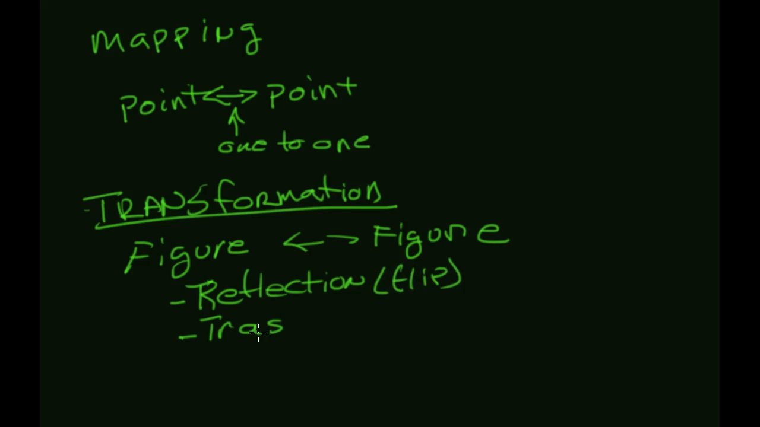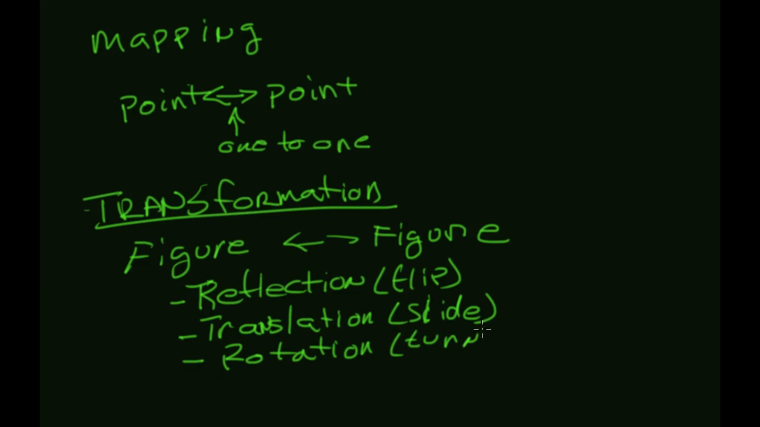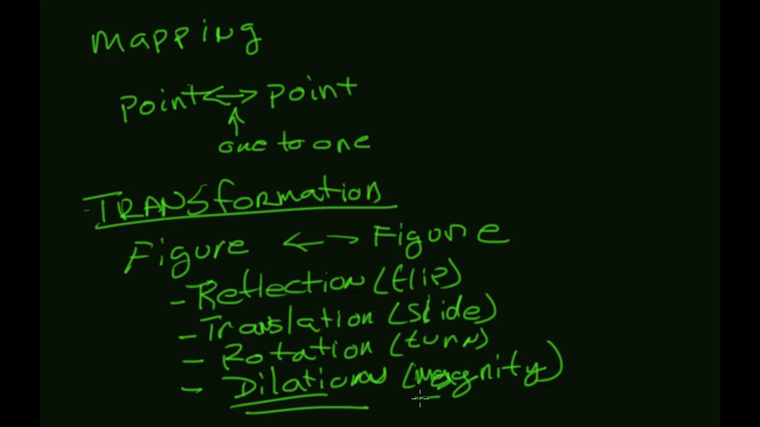A flip, a translation, that one is a slide, a rotation, which is a turn, and ultimately a dilation, which we're not going to see in this unit but will see in a later unit, which is basically magnifying or shrinking something. These 3 preserve lengths, this one does not. If all the segment lengths are the same, you get an isometry.